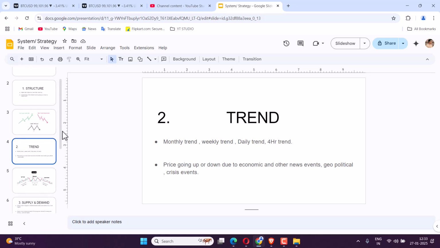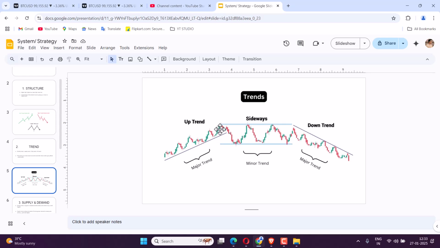So this is the trend. Basically when the price is going up, it's an uptrend, then sideways, then the downtrend. Structure and trend could be put into one aspect, but I have separated them, okay? So structure and trend are similar, but I put trend first to get an overall view of the market.